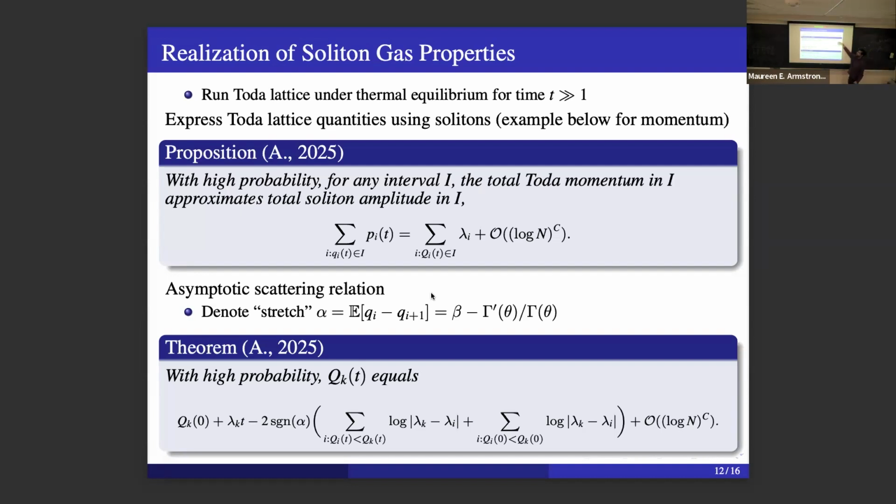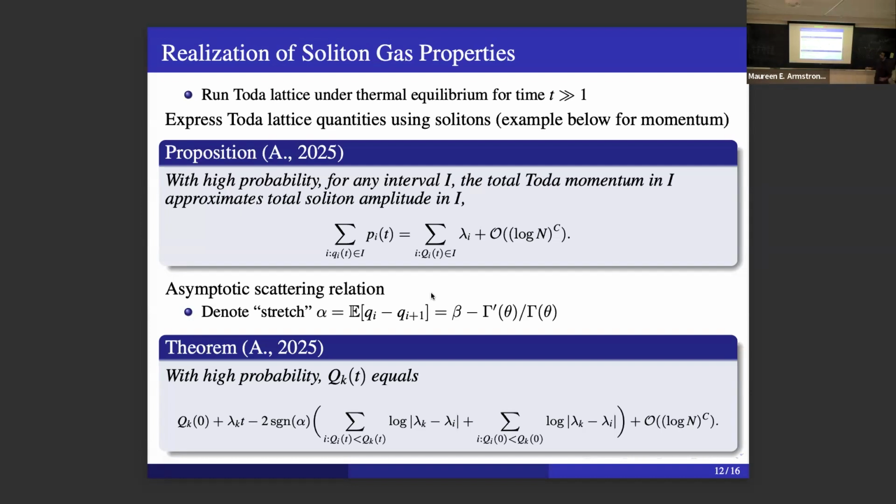In this proposition, I try to give you an example of a somewhat less trivial statement: in any interval, I might ask for the total Toda momentum. I take some interval and look at all the Toda particles in the interval and ask for the sum of their momentum. You could think of this as the average momentum in the interval. The statement is that this is equal to the total soliton amplitude in the interval. That's the left side, the total Toda momentum. The right side is, I look at all the solitons in this interval, so that Qi of t is in I, and I sum up all their lambdas. The claim is that these two are equal up to something that's small.